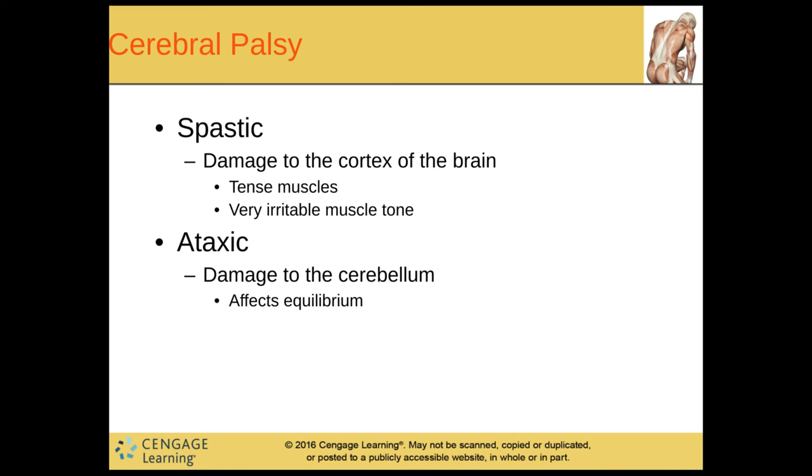So cerebral palsy, going a little bit deeper into that, we have spastic, which is damage to the cortex of the brain. So this makes muscles that are tense and very irritable muscle tone. And then we have ataxic, which is damage to the cerebellum. And so this affects equilibrium. And what equilibrium does is it helps you to keep balance.